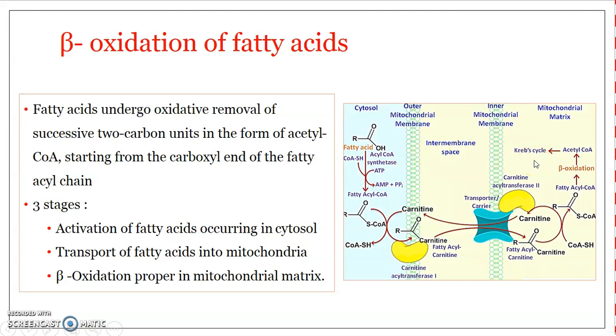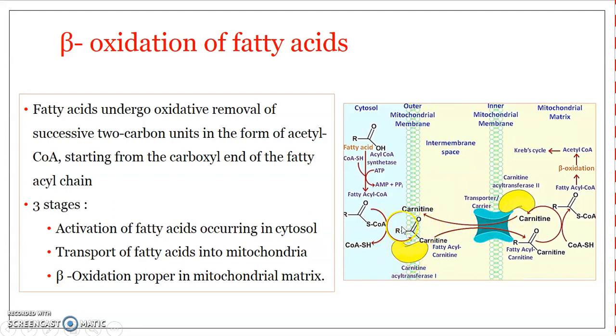And the free fatty acids which are produced as a result of the lipid breakdown are mostly fatty acids with more than 14 carbon atoms. So they need to be transported from the cytoplasm to the mitochondrial matrix, and for this transport they need special transporter molecules, carnitine transporter molecules.